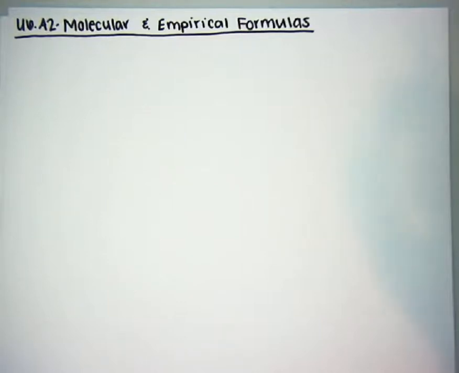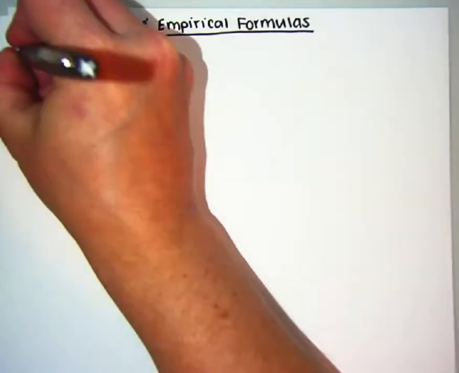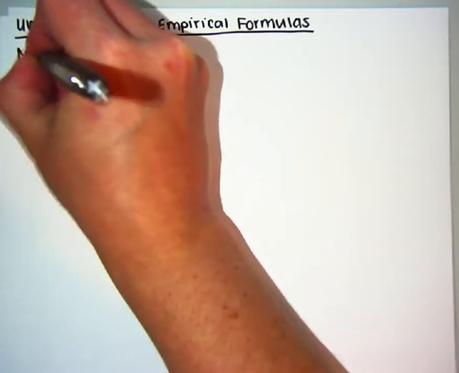Today we're going to cover Unit 6, Acquisition 2, Molecular and Empirical Formulas. So first we'll define what each of those are.